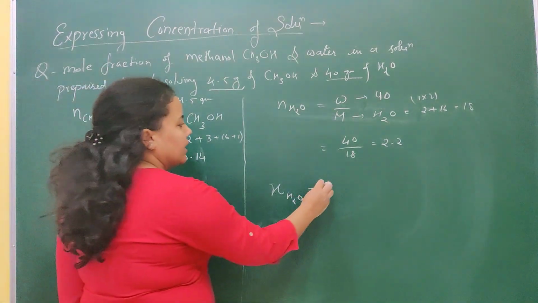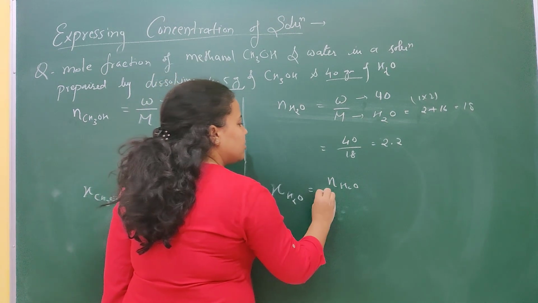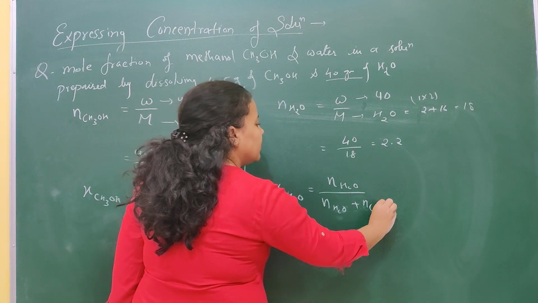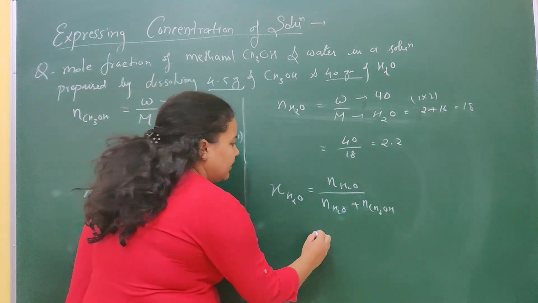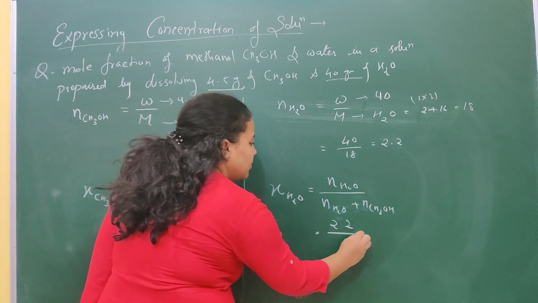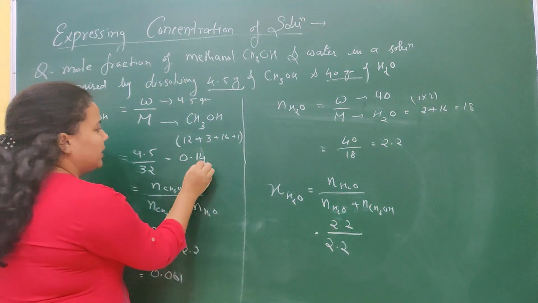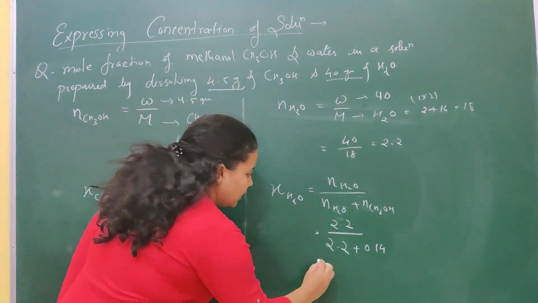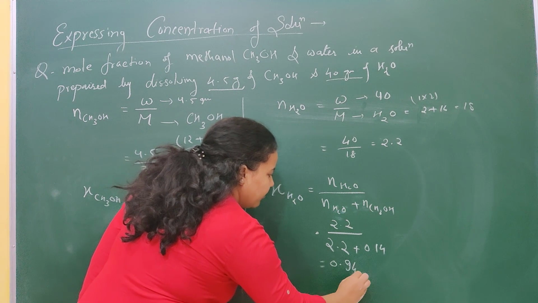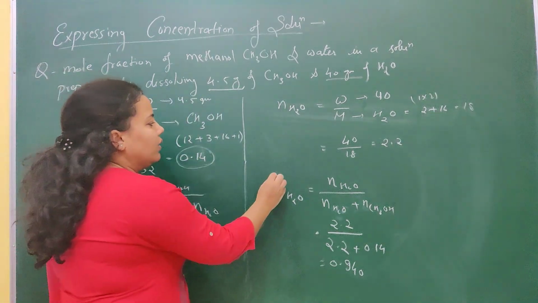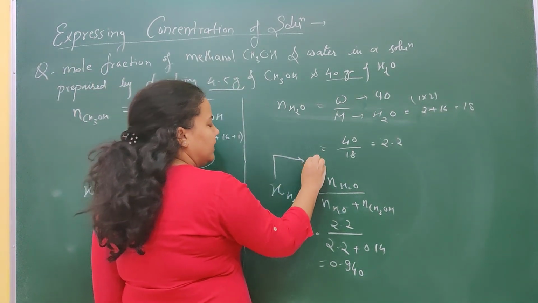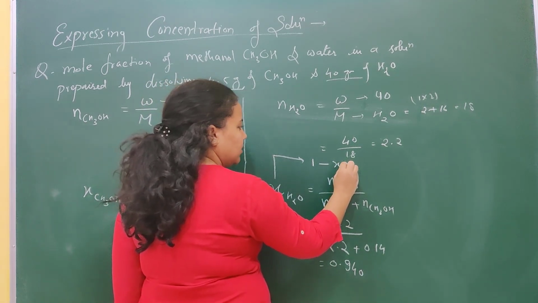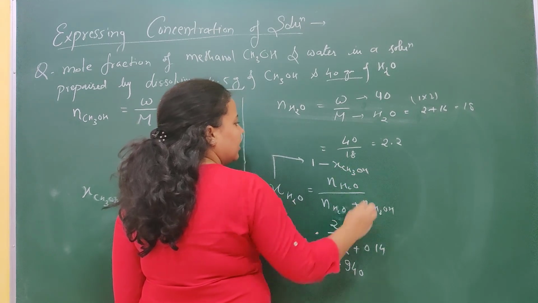Now moving on over here, now we have to calculate mole fraction of H2O, and in this case what are we going to do? It will be number of moles of H2O upon number of moles of H2O plus number of moles of methanol. So the value will come as 2.2 upon 2.2 plus 0.14. So the value comes as 0.940, right?